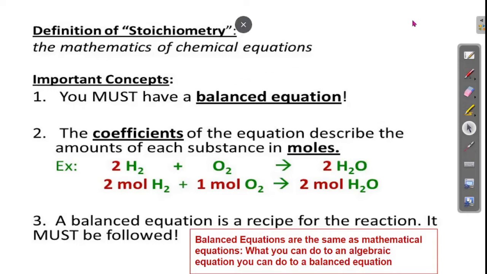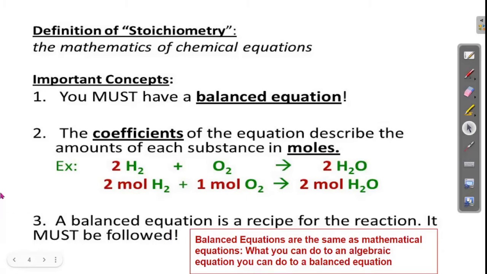To be able to do stoichiometry, you must have a balanced equation. We talked about this. A chemical equation is a recipe. For it to work, to be able to find out how much reactant you need to produce so much product, or how much product you can produce if you have so much reactant, all of that only works if you have a balanced equation.